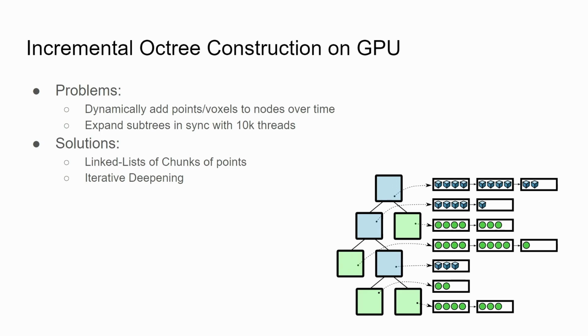And the two solutions that we're using here are, first, we use a linked list of chunks of points as a dynamically growing structure. And we use iterative deepening as an approach where you can expand the octree and keep lots of threads in sync.